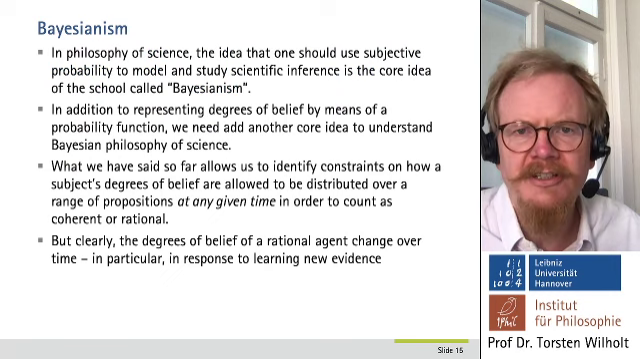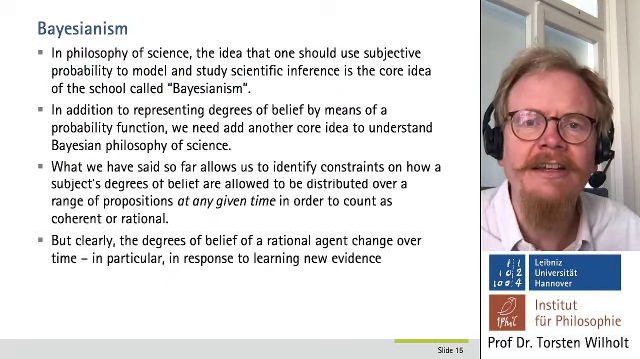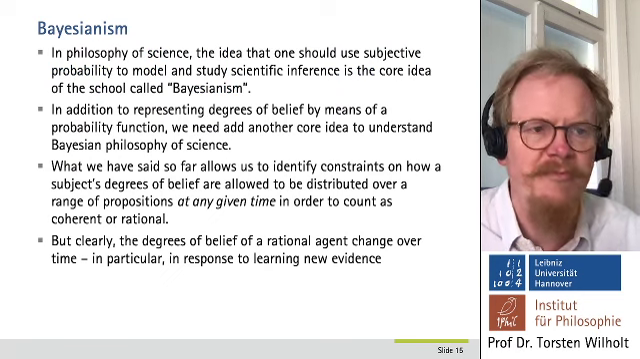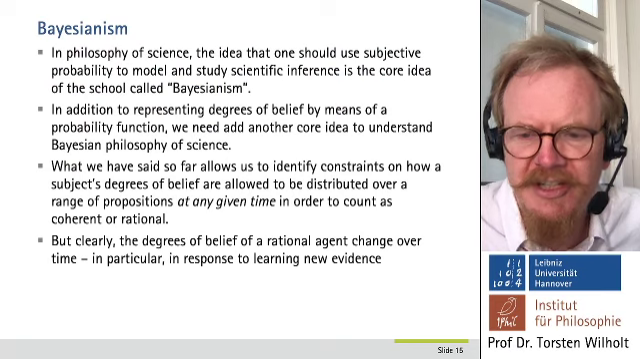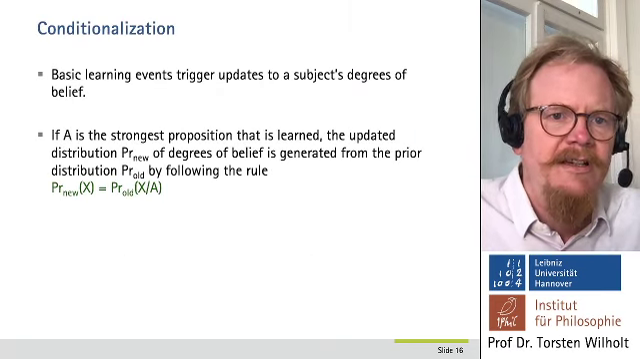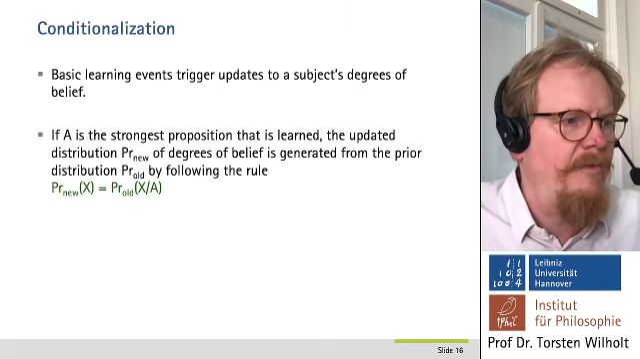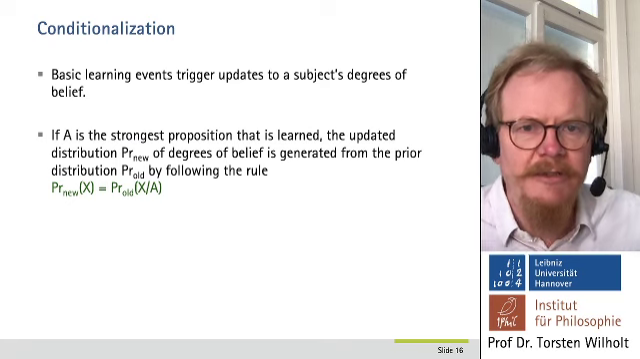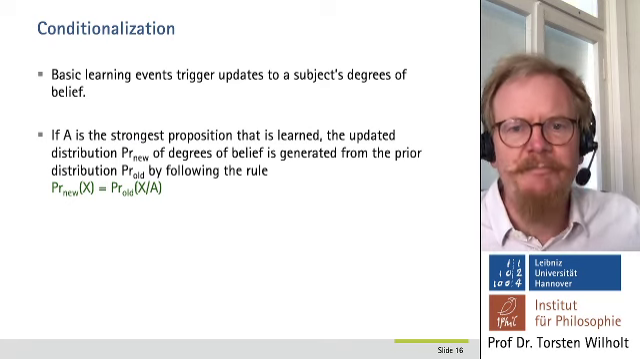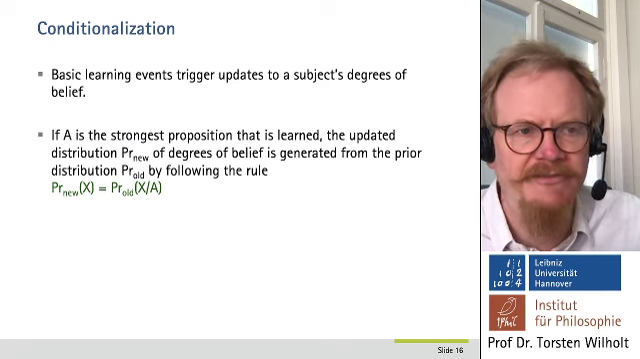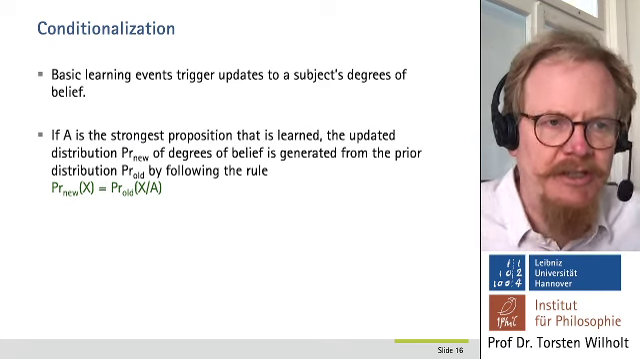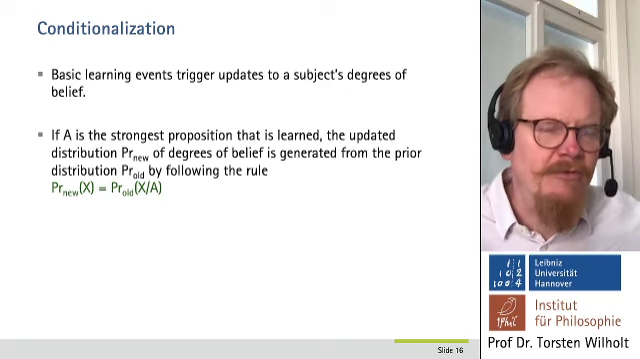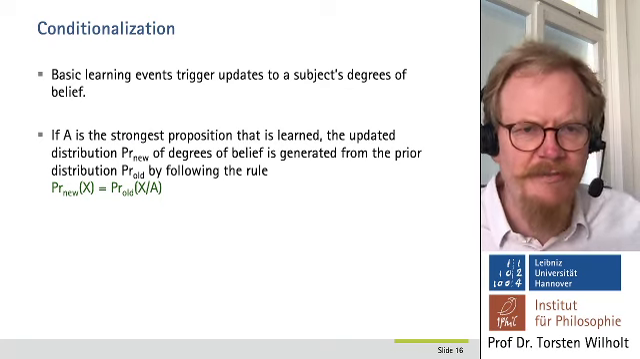The Bayesian conditionalization rule comes in variants, but I will start by just introducing the basic variant of the conditionalization rule. So, the Bayesian idea of conditionalization is the following. Basic learning events trigger updates to a subject's degrees of belief. So degrees of belief change in response to some events, learning events, when you learn new evidence, for example.